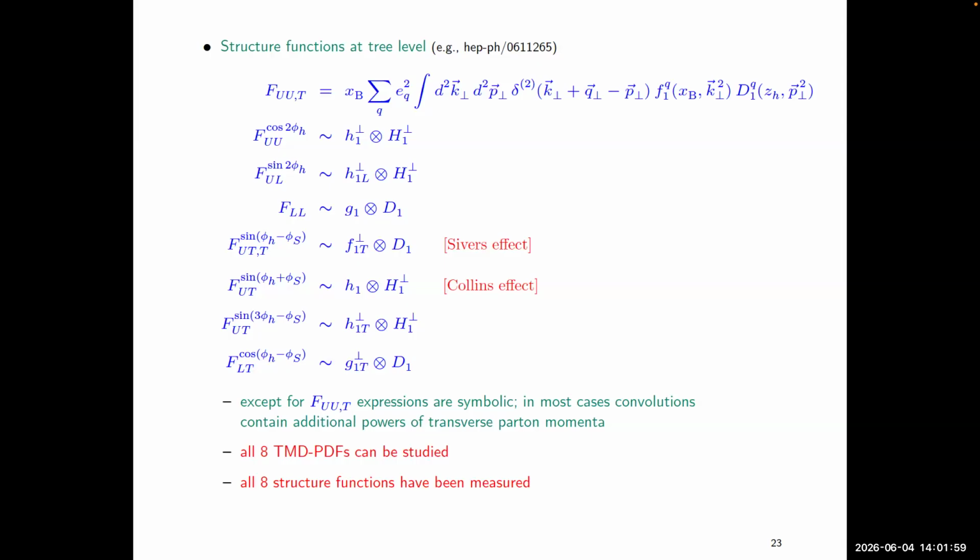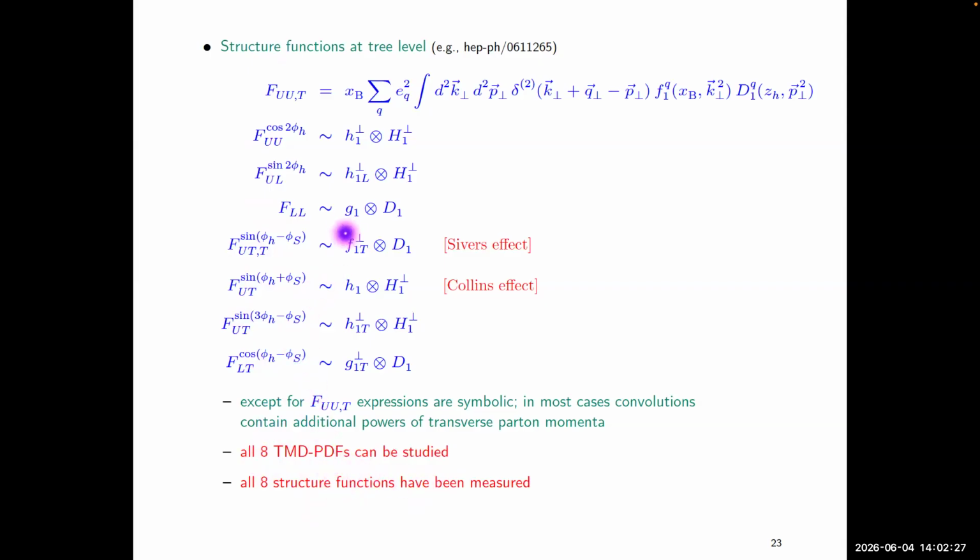They all couple to another function, which is capital H1 perp, which is the Collins fragmentation function describing the fragmentation of a transversely polarized quark into an unpolarized hadron. Remarkably, this is a non-trivial result. All of the 8 TMDs can be studied exactly once, and all of these structure functions have been measured.